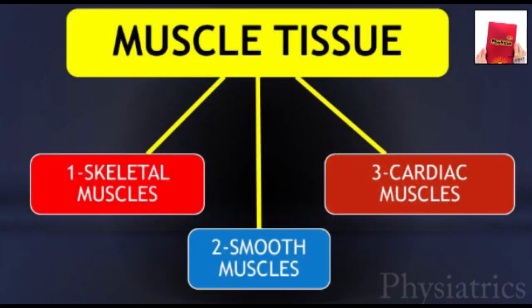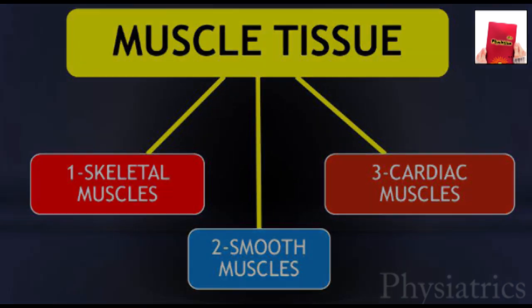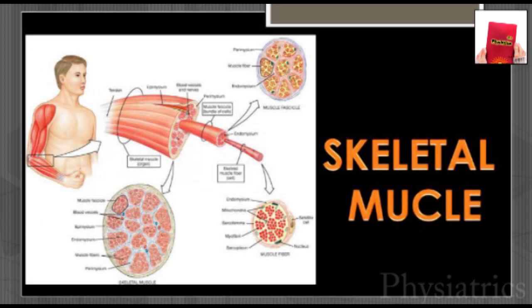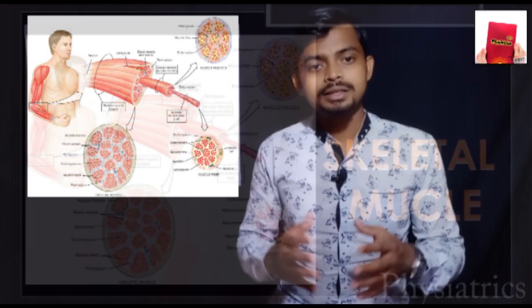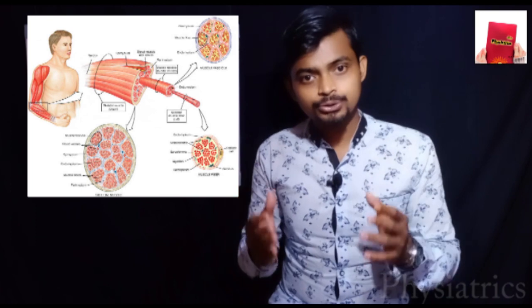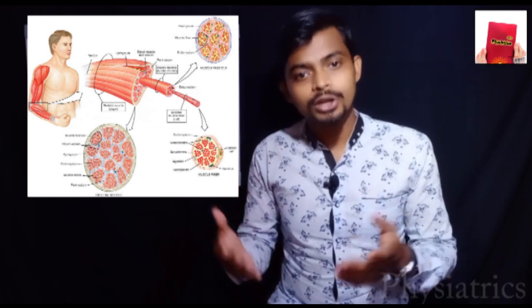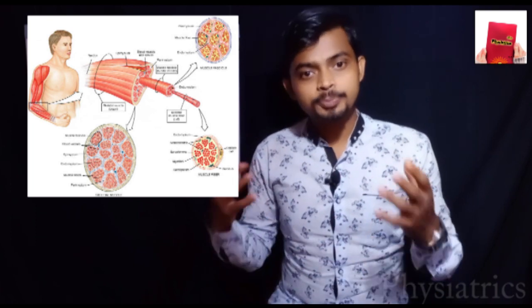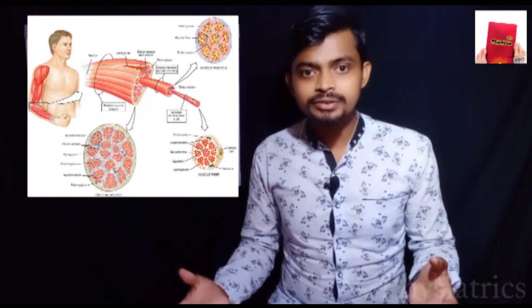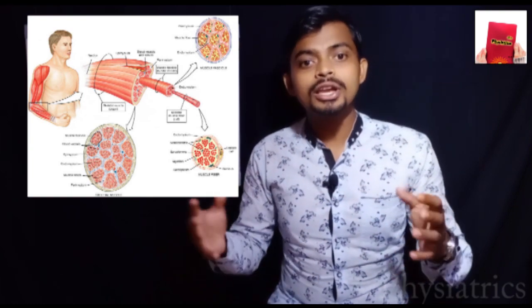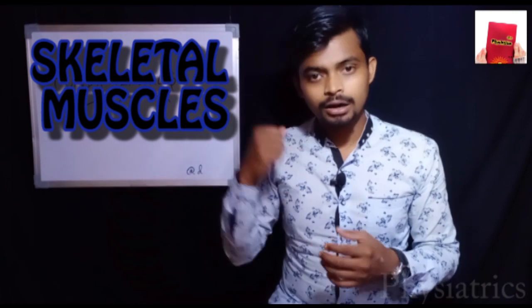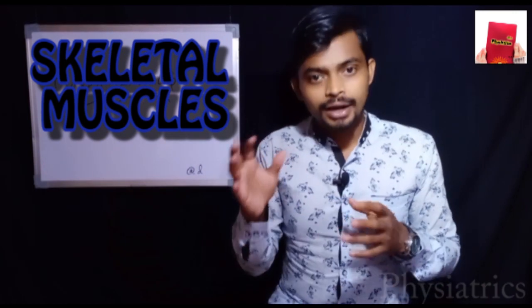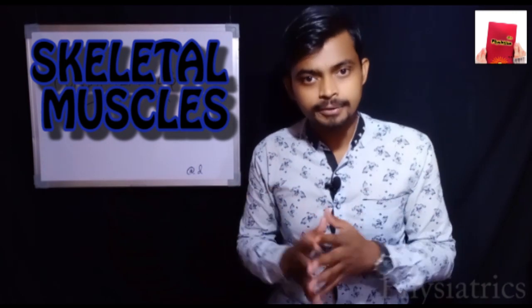The muscle tissue is classified into three types. First, the skeletal muscle, second, the smooth muscle, third, the cardiac muscle. Let's discuss what skeletal muscle is. These skeletal muscles are the muscles which work voluntarily and are responsible for all the movements that come under voluntary control, like moving our arms, moving our legs, walking and jogging, everything.